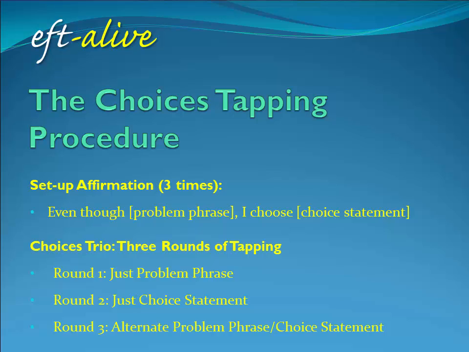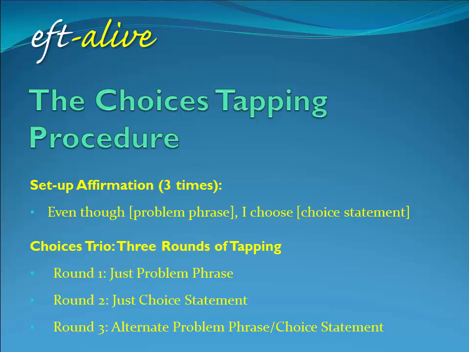So in the case of the fear of flying, it would be, "Even though I'm afraid of flying, I choose to feel calm and relaxed when flying." Okay? Like I say, you say it three times while tapping on the karate chop point. And then you do three rounds of tapping. On the first round, it's a regular standard EFT tapping round. At every point, you just say the problem phrase. In this case, it would be, "I'm afraid of flying," at every point, just like normal.